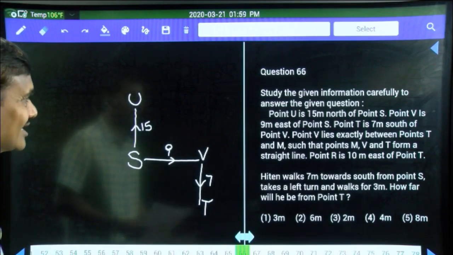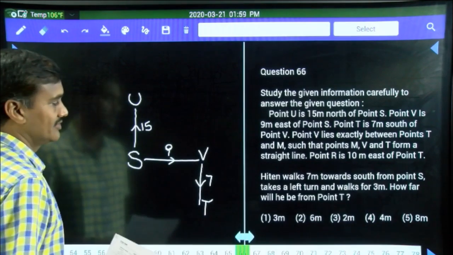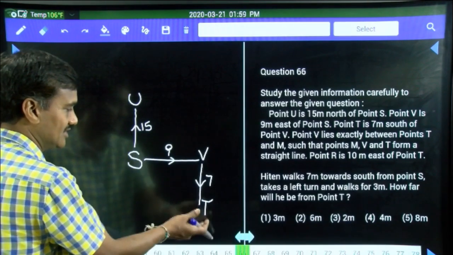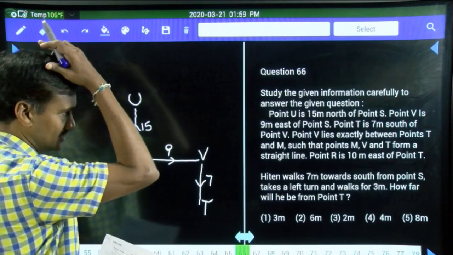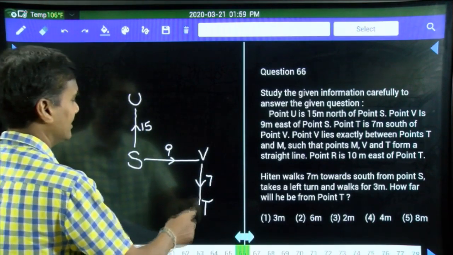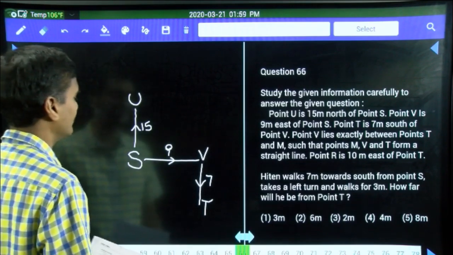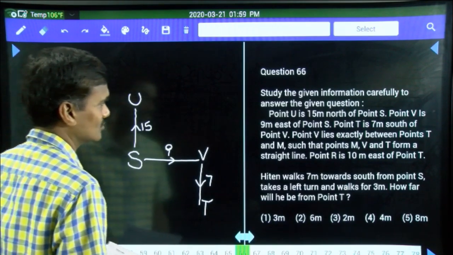V lies exactly between T and M. V is exactly between T and M; as T is here, M must be above this one, such that MVT form a straight line. R is 10 meters to the east of T.